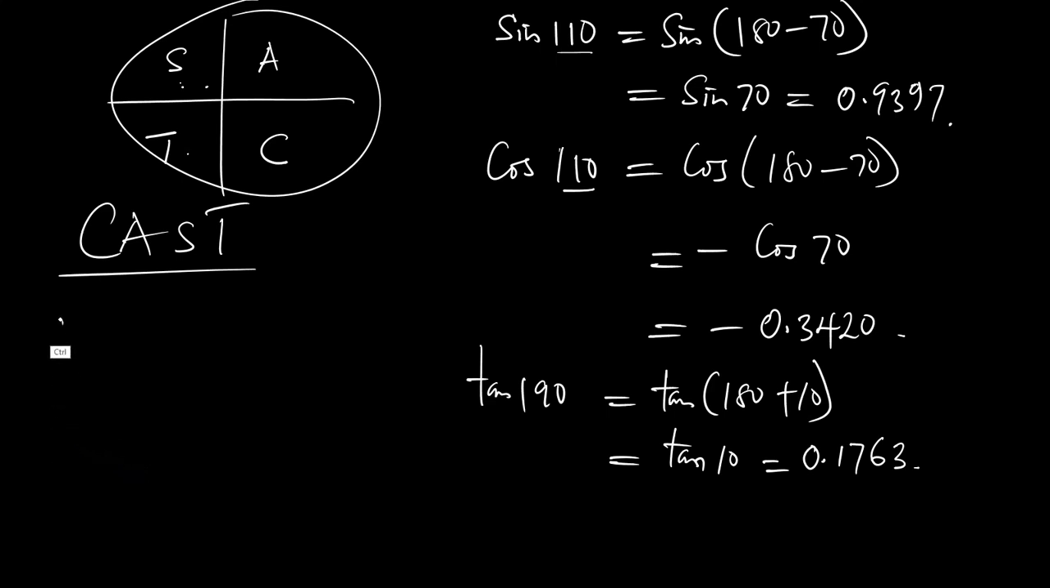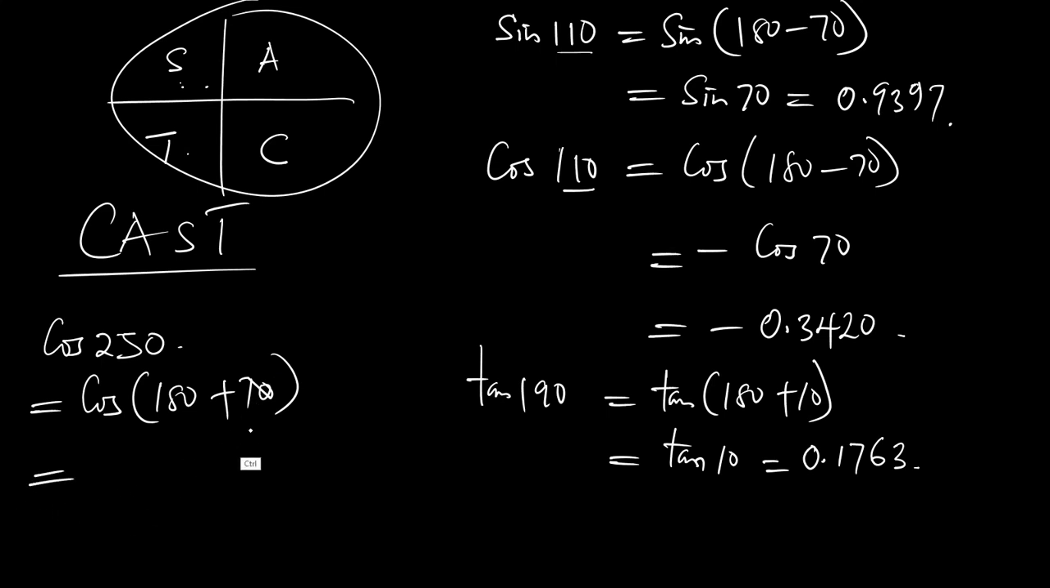Now let's check another question. Let's look at cos 250. Cos 250 is the same thing as 180 plus 70. This is the third quadrant, so cos is negative, so you have minus cos 70. And cos 70 is this, so you have minus 0.3420. Now let's look at another problem.